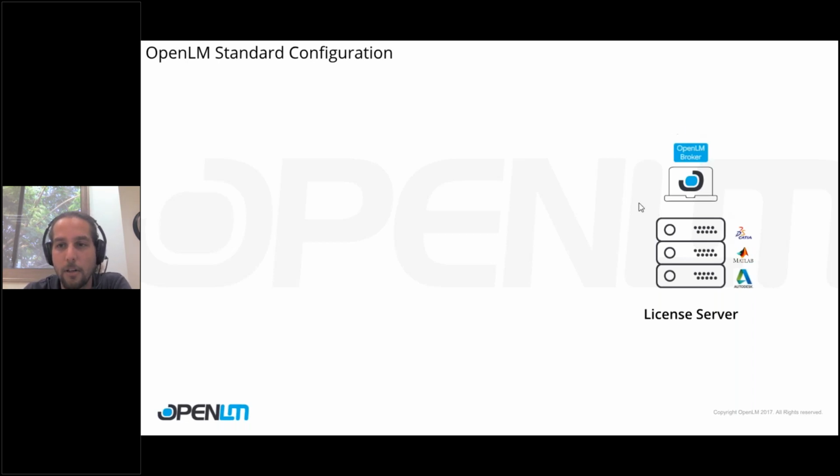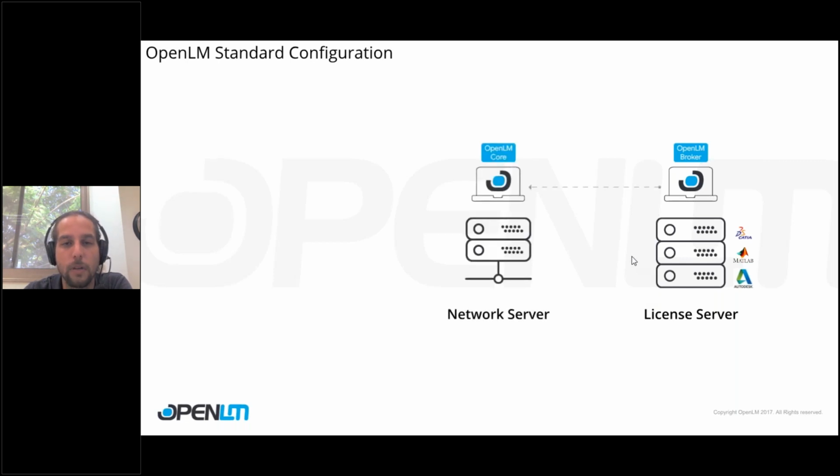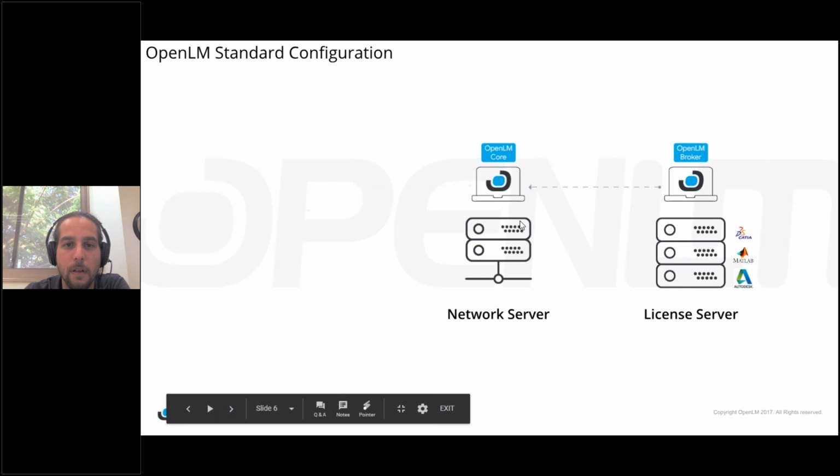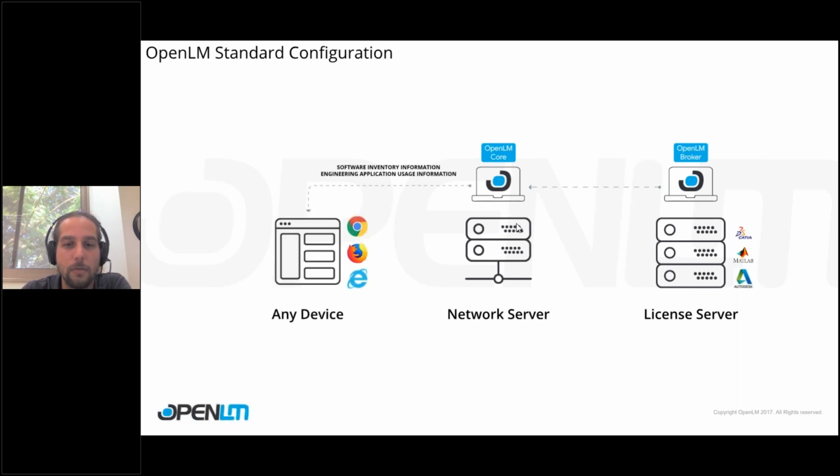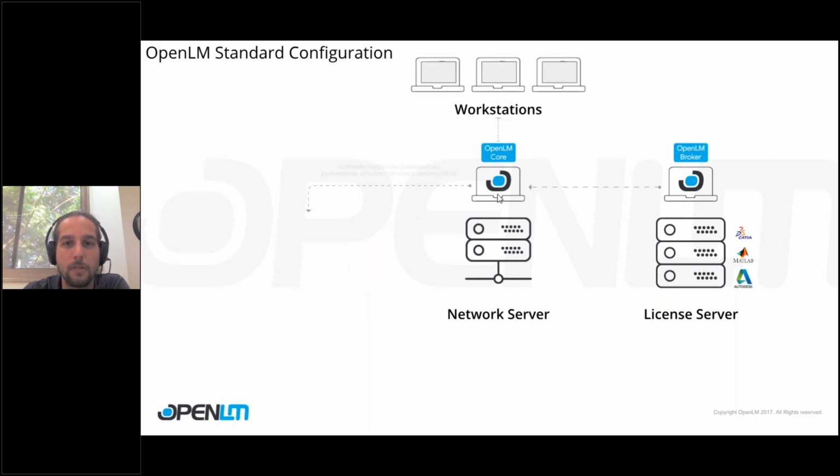Now on the license server, we install the OpenLM Broker. This OpenLM Broker talks with the OpenLM core, also known as the OpenLM server. This is on a network server. And if you want to view the data, you simply log on using any connected device. Log on to Chrome, Firefox, any browser that you use, and just view your data, view all your reports and everything.